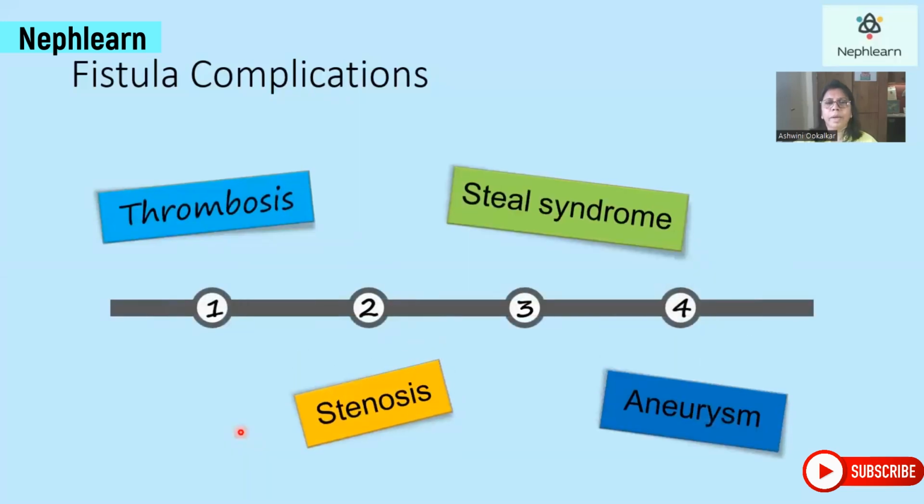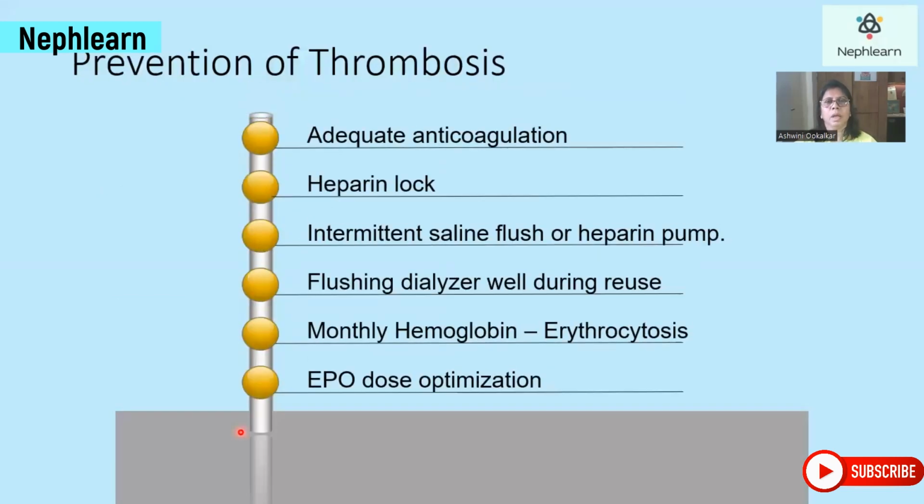These are the common complications that one can see in a fistula: thrombosis, Steal syndrome, stenosis, and aneurysm. We have already spoken about stenosis. But for prevention of thrombosis, it is essential that we use a proper anticoagulation, use a good heparin lock, and most importantly, monitor the hemoglobin levels. With erythrocytosis, that is, if the hemoglobin rises above a certain level, more than 12 grams per dl, then it is found that there are higher chances of thrombosis. Similarly, if the erythropoietin dose is also higher, this may also result in thrombosis.